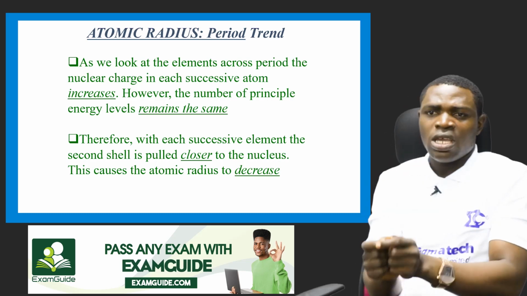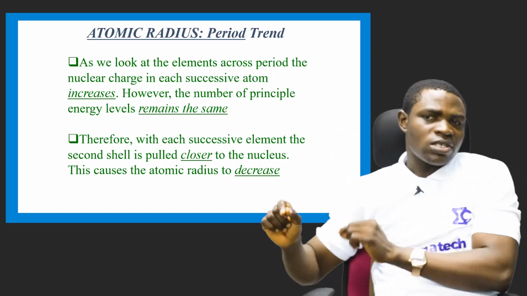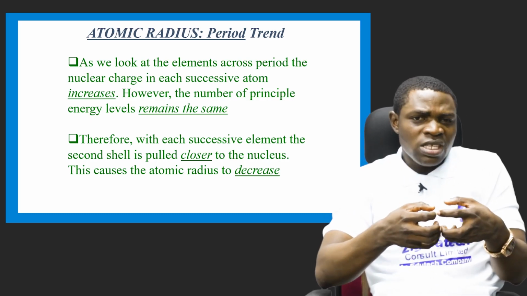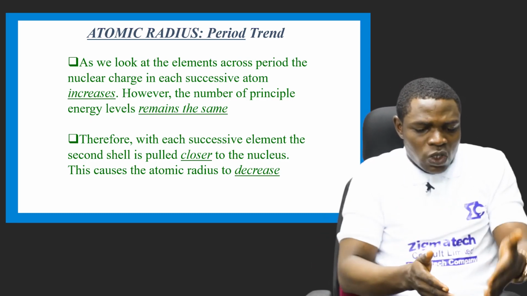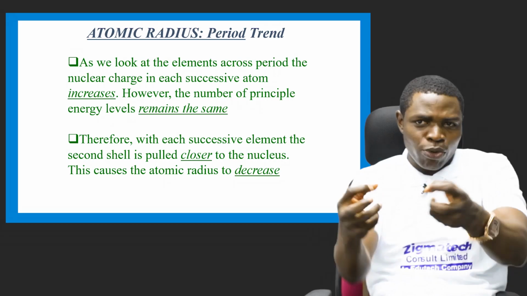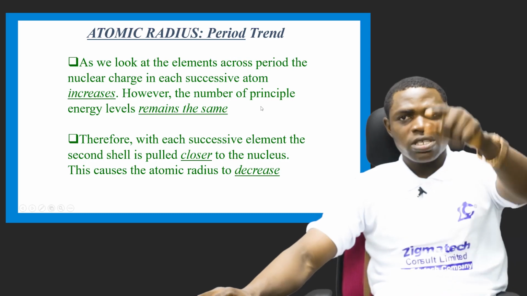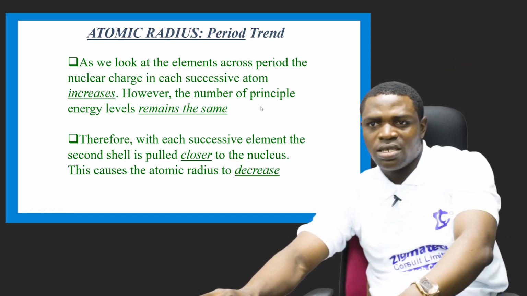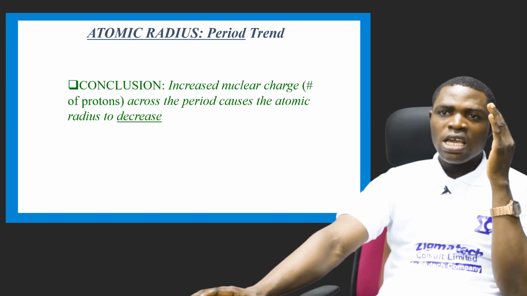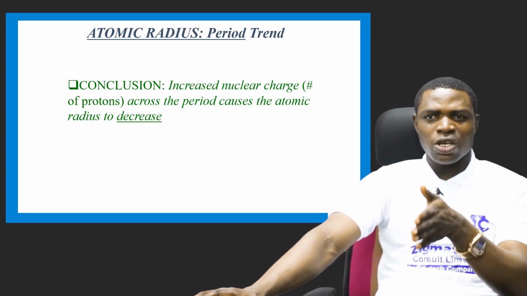Please note this, because you are likely going to see this question coming up repeatedly. So therefore, with each successive element, the second shell is pulled closer to the nucleus. The proximity between the nucleus and the shell matters, because there's a tendency of pulling towards the nucleus. So this causes the atomic radius to decrease. So we say atomic radius decreases across the period. So, let me conclude by saying that increased nuclear charge of protons across the period causes the atomic radius to decrease.